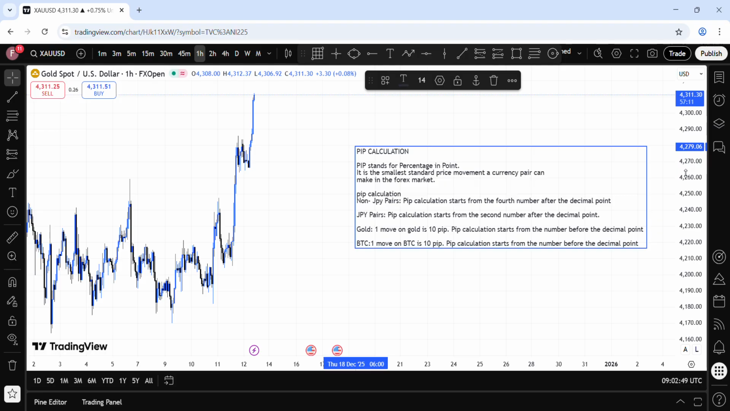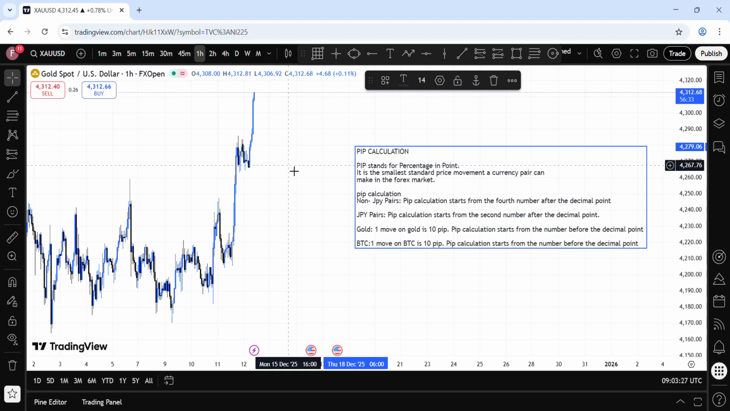So now if this is 4270, and they say the market moves 10 pips downward, the current market price will be 4260. If it moves 20 pips upward, the current market price will be 4290. We don't calculate with the numbers after the decimal point. We're just using whole numbers alone. Do you understand me? And what do I mean by one move on gold is 10 pips? It means that other currency pairs move 1, 2, 3, 4, 5, but gold moves 10, 20, 30, 40, 50. Do you understand?